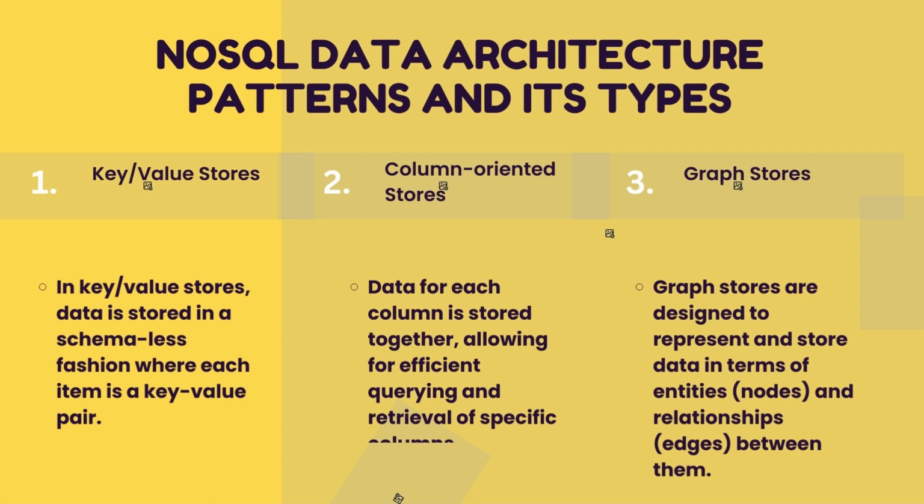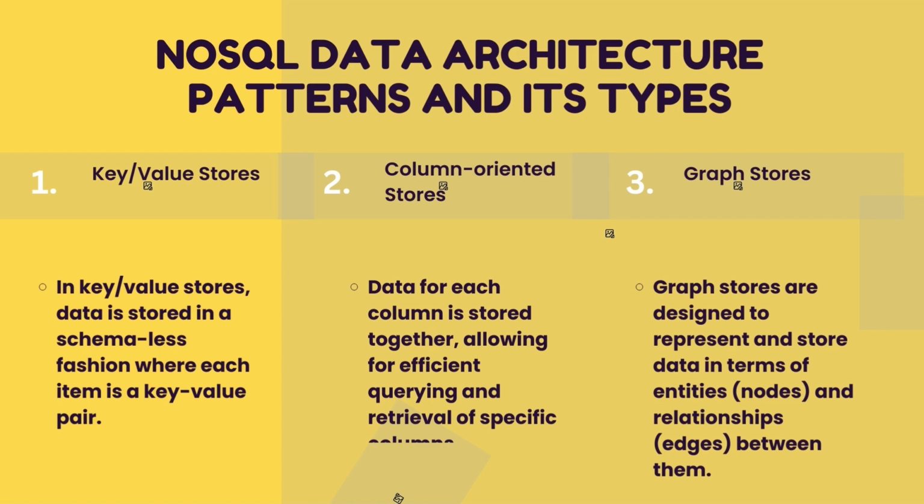The second one is column oriented stores. Column oriented stores organize data by columns rather than rows. Data for each column is stored together, allowing for efficient querying and retrieval of specific columns. These databases are well suited for analytical workloads and applications requiring heavy read operations. Examples include Apache Cassandra, Apache HBase, etc.